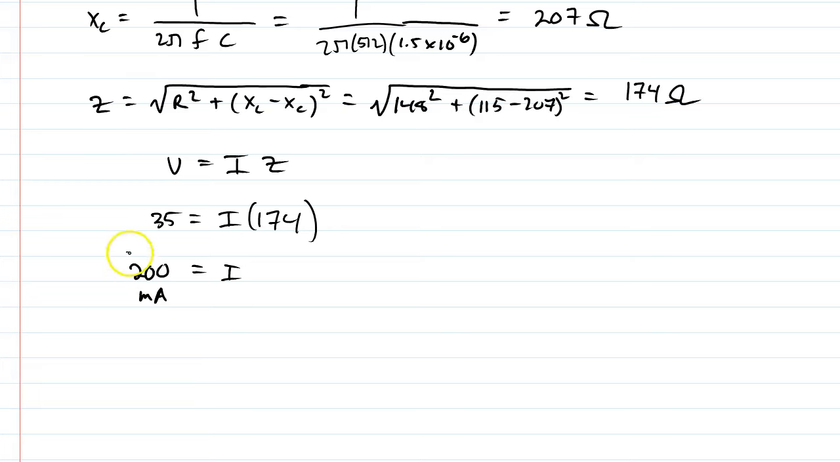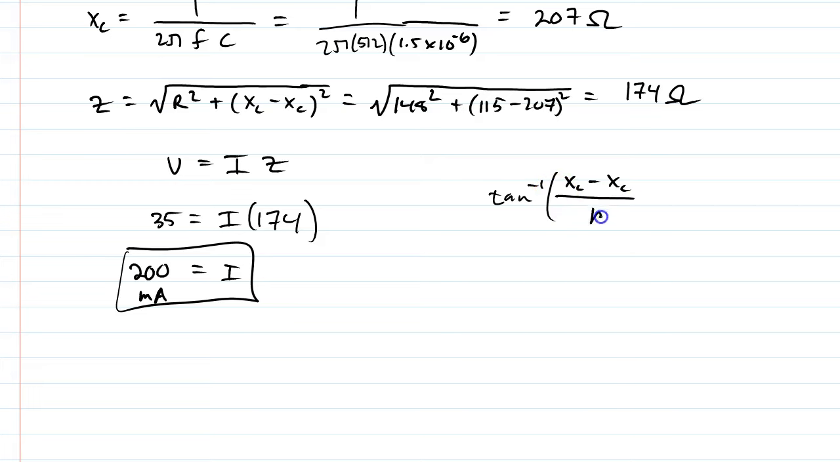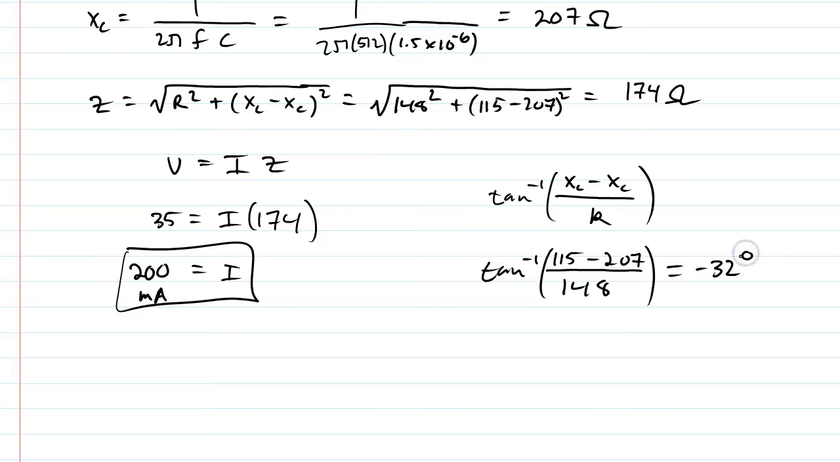Okay, now that is the total current in the circuit. If we want to know the phase angle, we have to do the tan inverse of this stuff. But we've already calculated all that. So this is going to be 115 minus 207, and then downstairs we have 148. When I plug this into my calculator, I get negative 32 degrees.